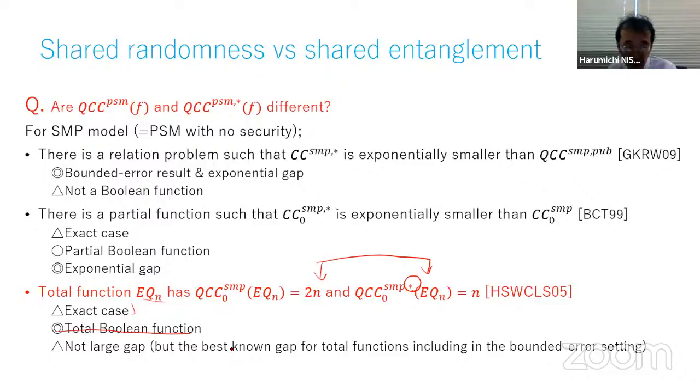But I would like to note this gap is the best gap in this setting, even in the bounded error case.